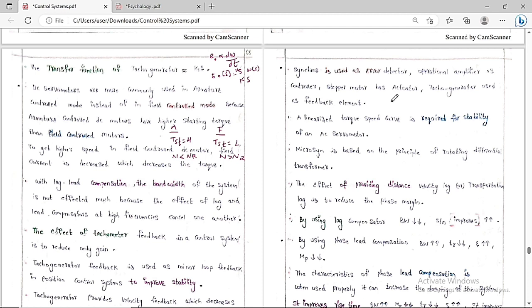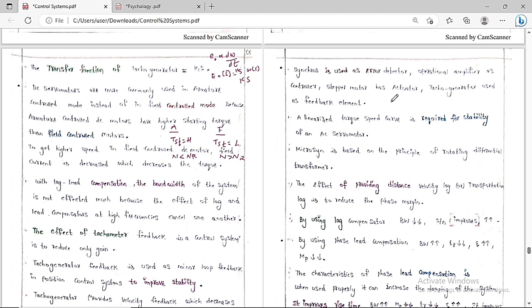So finally, I can say a linearized torque-speed curve is required for stability of an AC servo motor.